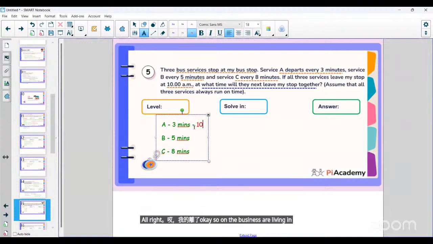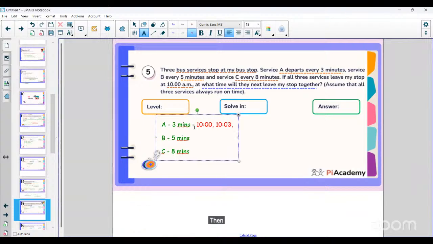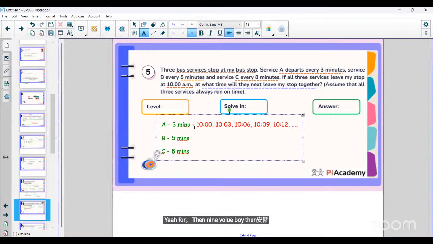So let's say bus A leaves at 10 a.m. What is the next time the next bus A would leave? 10:03, isn't it? The following time would be 10:06, followed by 10:09, followed by 10:12, and so on. Correct? Because they leave every 3 minutes.